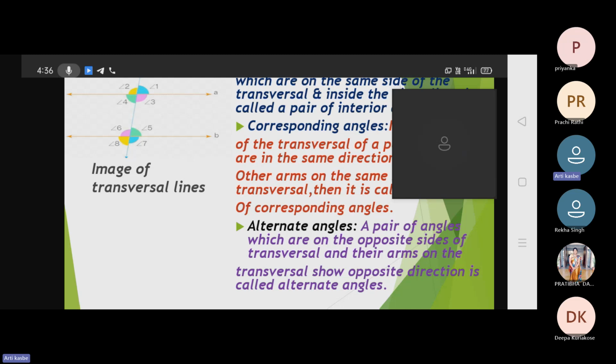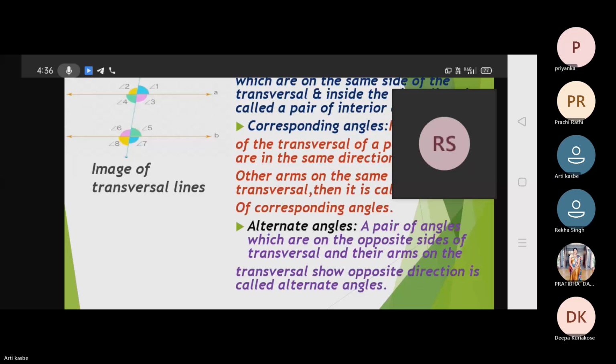No, angle 1 is showing upward direction and angle 7 is showing downward direction. The corresponding pairs are angle 1 and angle 5, angle 2 and angle 6, angle 3 and angle 7, and angle 4 and angle 8. Angle 1 and angle 5 show the same direction. These are corresponding angles. All of you understood?